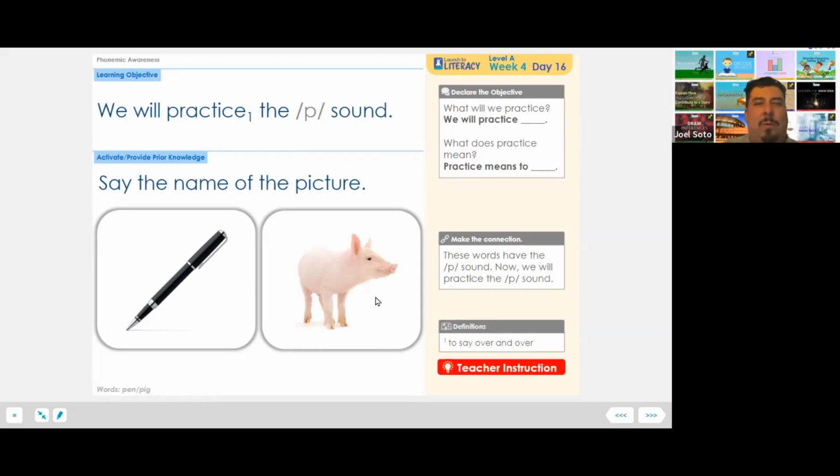Everybody look up here. This is what we're doing today. We will practice the P sound. Let's read together now. We'll practice the P sound. Read it by yourself. Practice the P sound. Read it to your partner. Can my A partners read it to my B partners? B's read it to A.